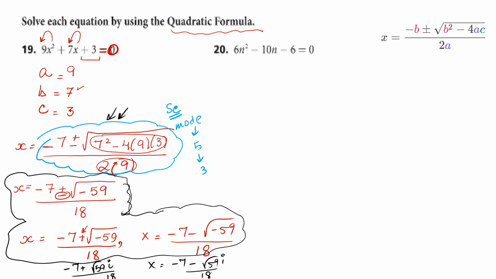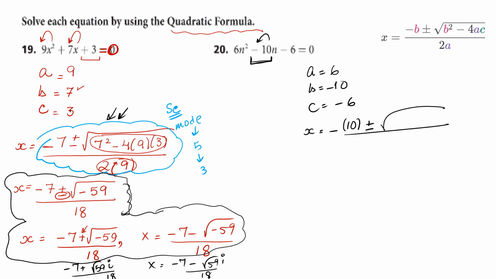Now the other question: write down A equals 6. Whenever you write the A, B or C, don't forget to write the sign which is written before the number. So B is -10 and C is -6. Put it in the formula. Minus B is what? 10. Plus minus, then square root of B square, so -10, write it in the bracket and then the power outside, minus 4, A is 6 and C is -6, over 2 and A is 6.